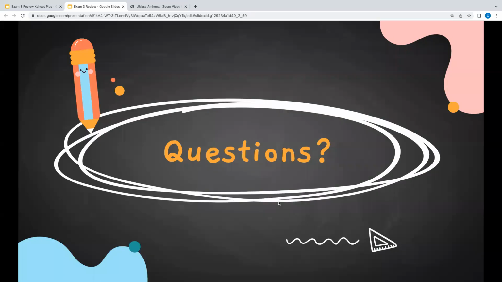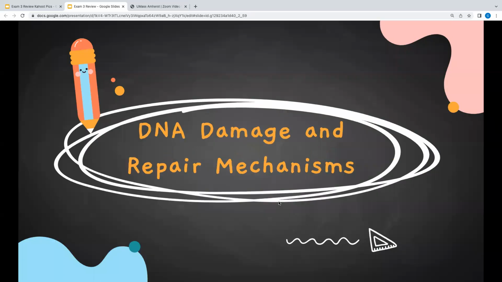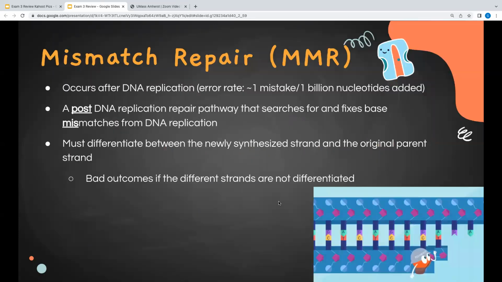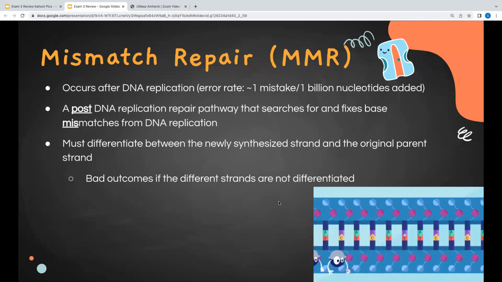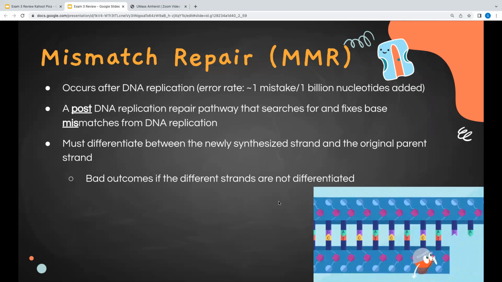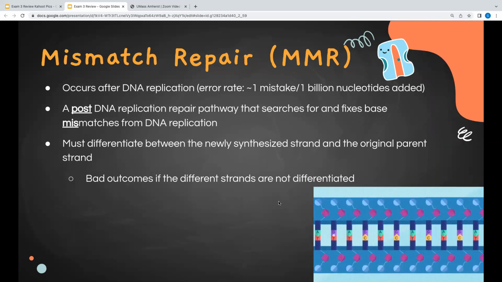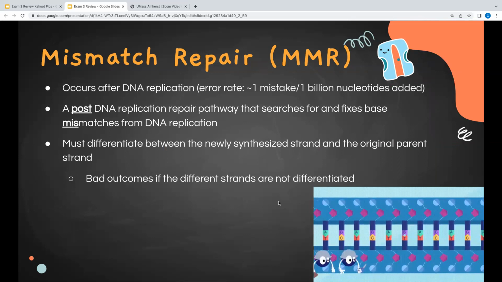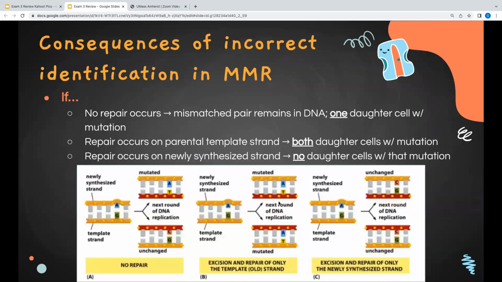All right. And so now we come into damage and repair mechanisms. The first one we're going to talk about is mismatch repair. And this fixes DNA mutations, essentially. So it has to occur immediately after DNA replication because, as we'll talk about in the next slide, the mechanism.